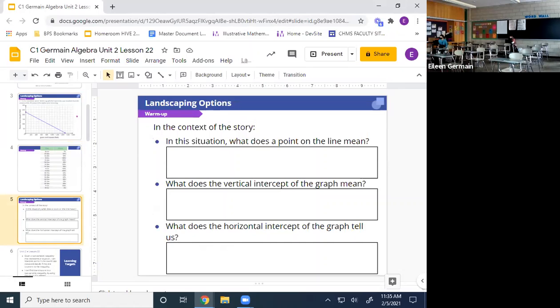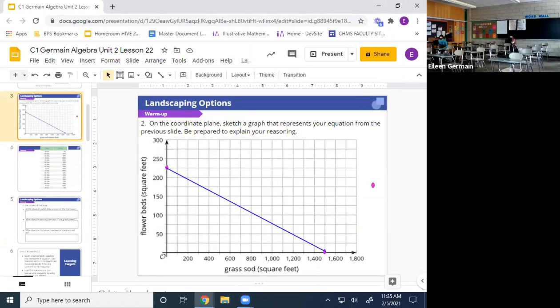In this situation, what is a point that falls on our equation line? A point that falls on our equation line, what does it represent? Max: the amount of square feet of flower beds and grass sod that cost $3,000. Very good. That costs exactly $3,000. If that point falls on the line, it's a combination of grass, sod, and flowers that adds up to a total of $3,000. Very good, Max, on that one.